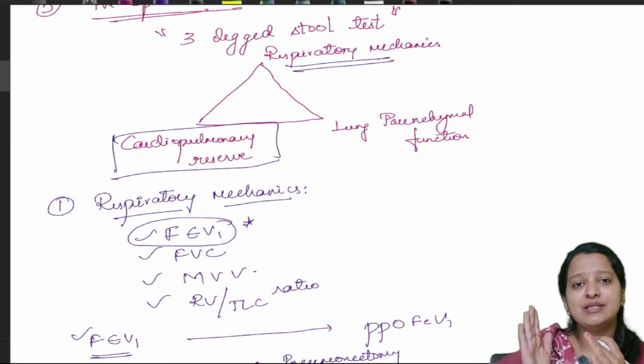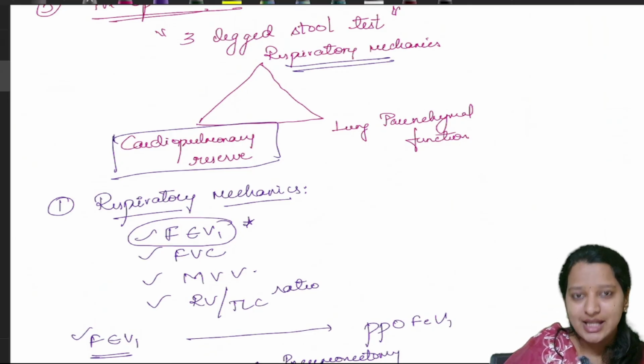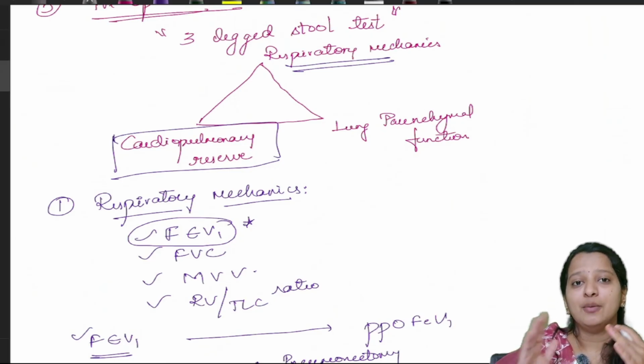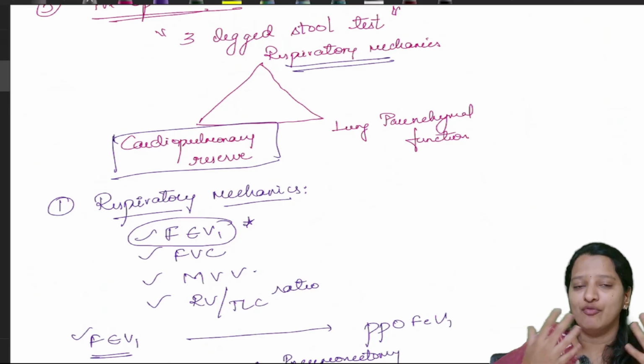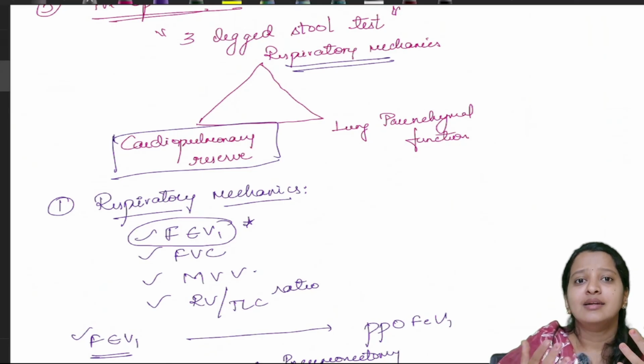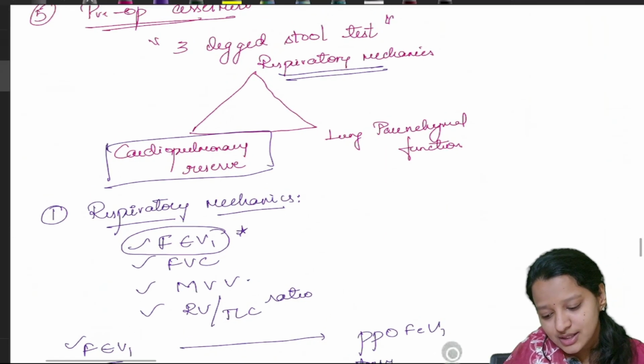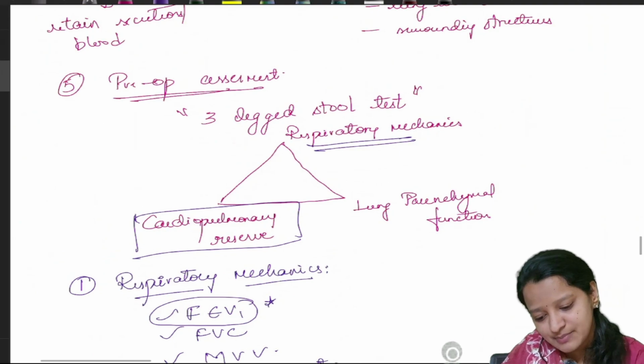In the mechanics, we'll be seeing more about FEV1. In the lung parenchymal function, we'll see about DLCO. And in the cardiopulmonary reserve, we'll see about cardiopulmonary exercise testing so that we can know VO2. And it is a little tough test to do. So we'll be going for little easier clinical tests like 6-minute walk test, shuttle test, staircase test, and exercise SpO2. Okay, so this is about pre-operative assessment.